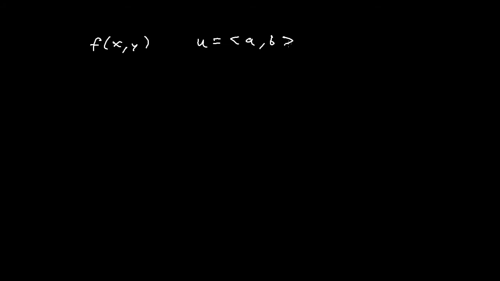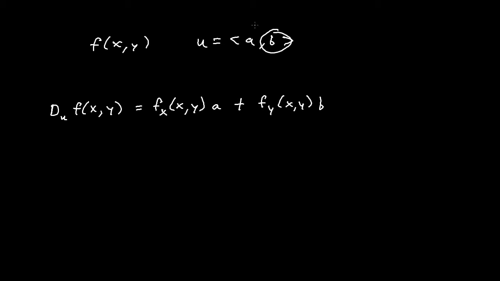Well, the directional derivative is written as D sub u of f of x comma y, the function. And the reason why it's written like that is because we're trying to find the derivative of the function in the direction of the unit vector. So the formula for that is going to be f sub x evaluated at x comma y times a, the x component of the unit vector, plus f sub y evaluated at x comma y times b, the y component of the unit vector.